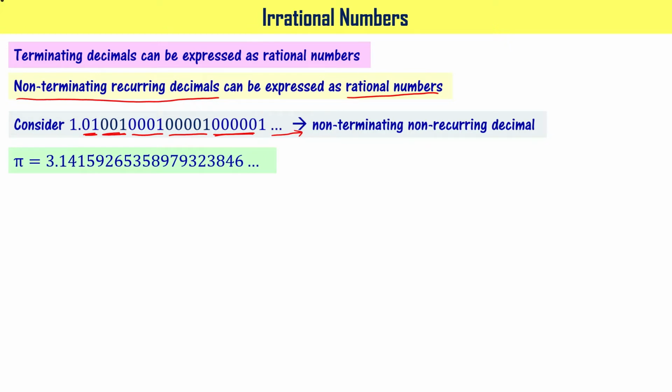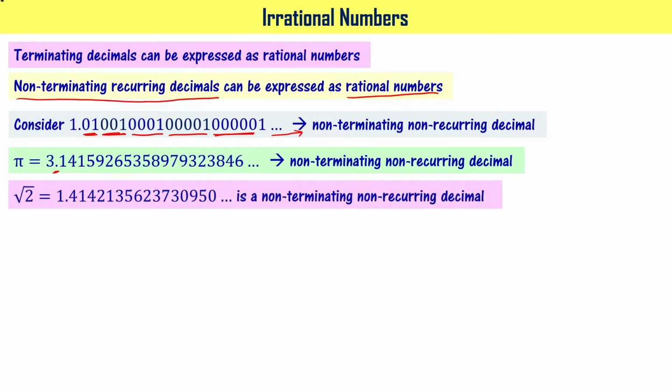Let's consider pi. Pi is written as 3.141592 and so on. This is also a non-terminating and non-recurring decimal, meaning even if you write 1 crore digits after the decimal, there won't be any repeat pattern you could observe. That's why the decimal expansion of pi is non-terminating and non-recurring. Root 2 is 1.414213562 and so on. This is also a non-terminating, non-recurring decimal, right?